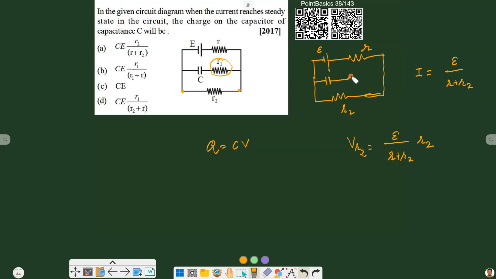Now we can show the capacitance and the resistance. We know the potential across the capacitor and we know the value of C. So Q will be C times E by R plus R2 multiplied by R2. So option A will be the right answer. Moving to next question.